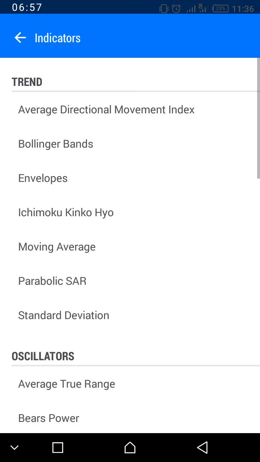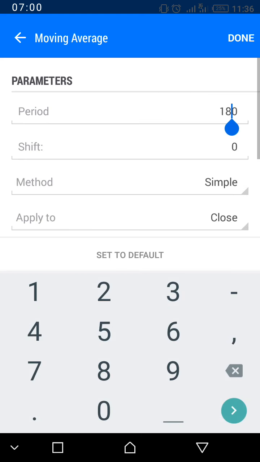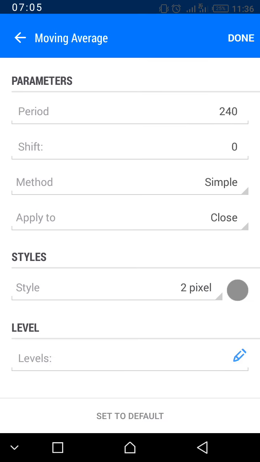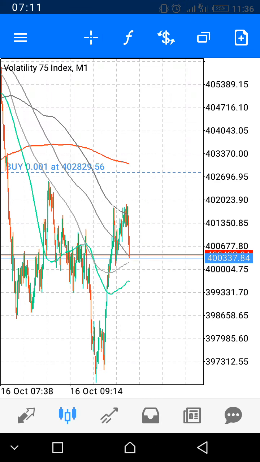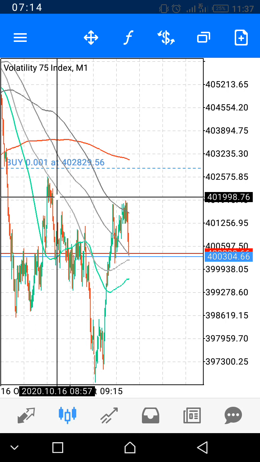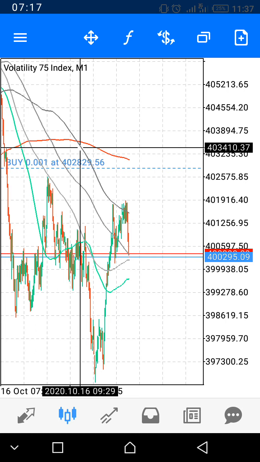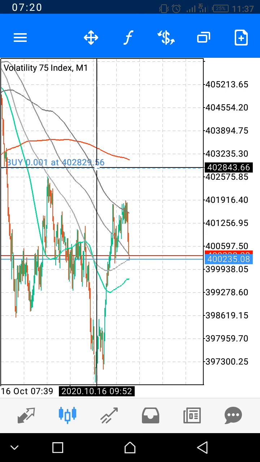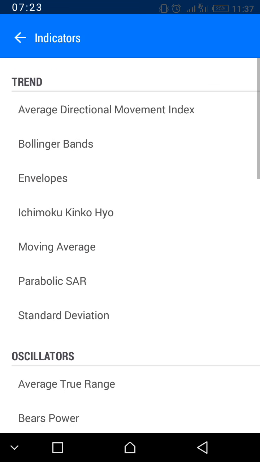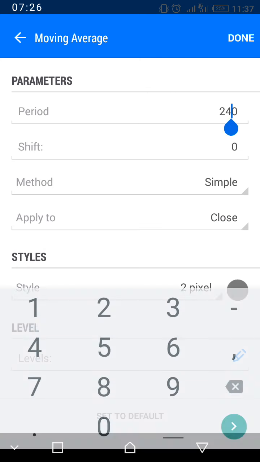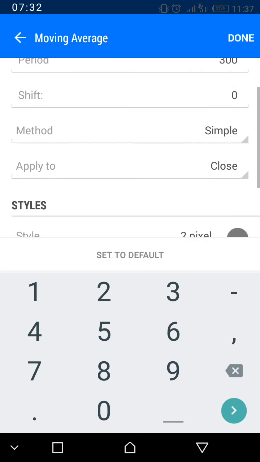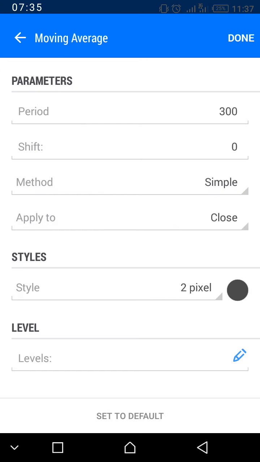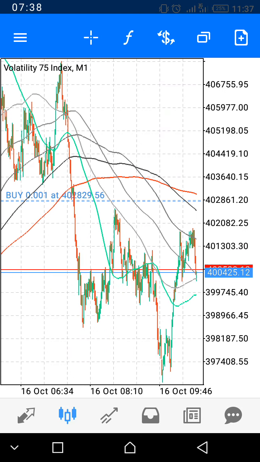Then F again, F plus moving average. This time around, you set it to 240. Simple, close. Change the color to a higher shade of gray. Then click on done. So this is it. This for 120. This for 180. This for 240. 60 bigger difference. Then the last one is 300. F plus moving average. Change this one to 300. Then change the color to black. Then done. So you see.